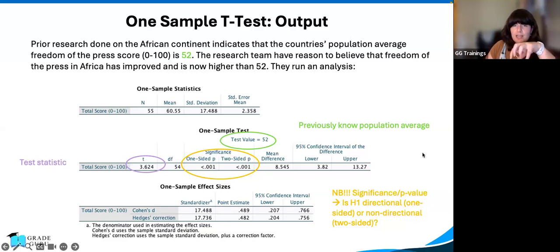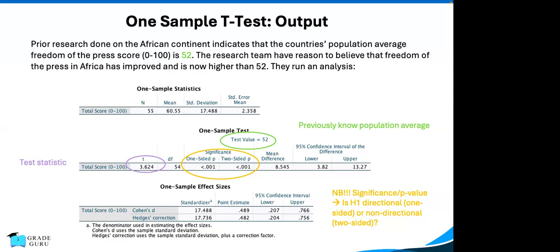So just to recap this, if they only provided you with this output and they said formulate the hypotheses, you need to go to the test value. That's your H0. Population average freedom of the press score is 52. H1, they said make it directional. Population average freedom of the press score in Africa is more than 52. And that's it. Any questions about this?